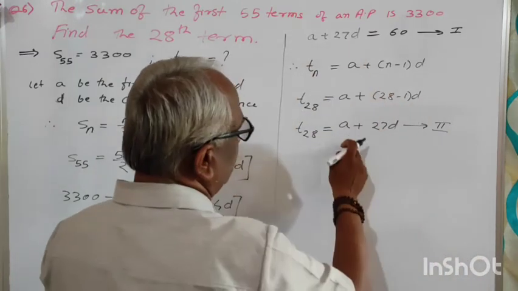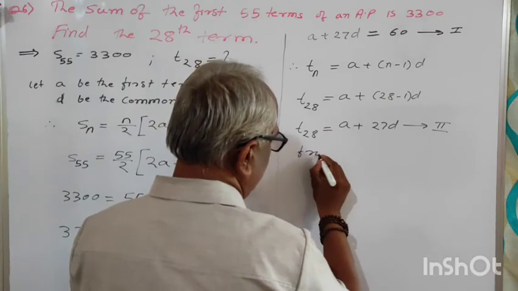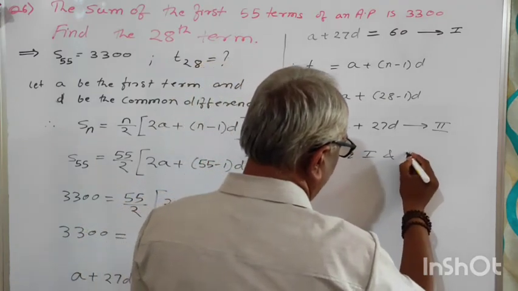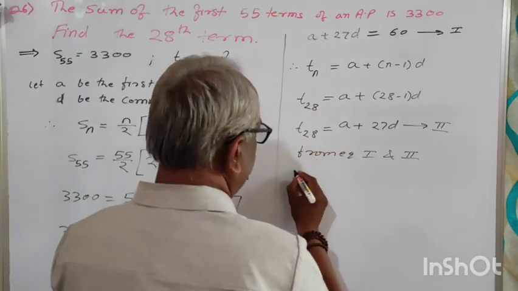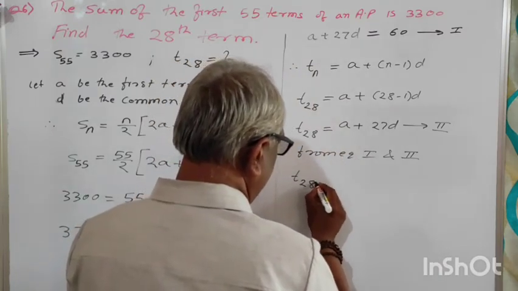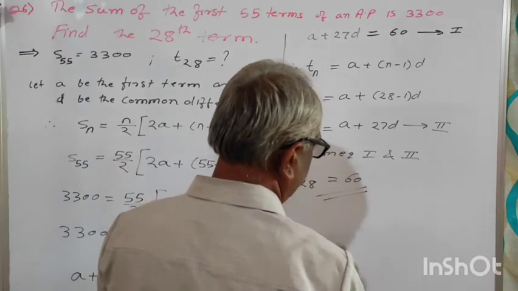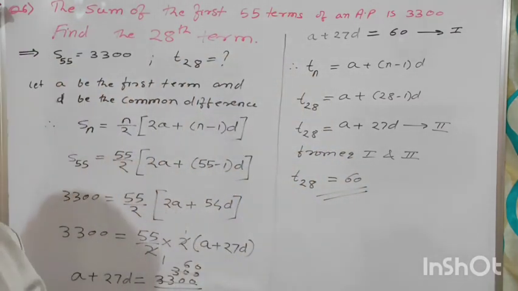Now from equation 1 and equation 2, we will get that T28 is equal to 60. You can take the screenshot.